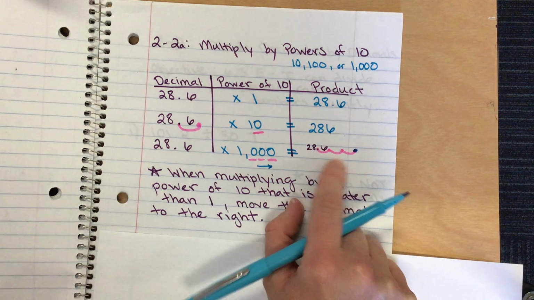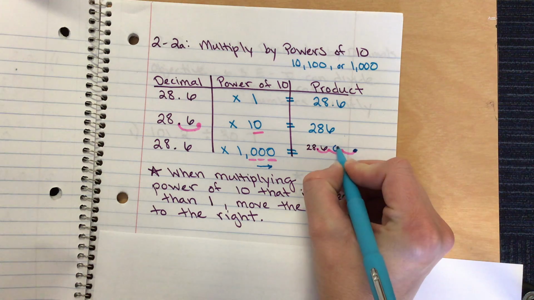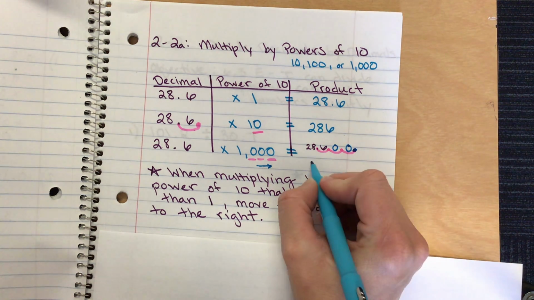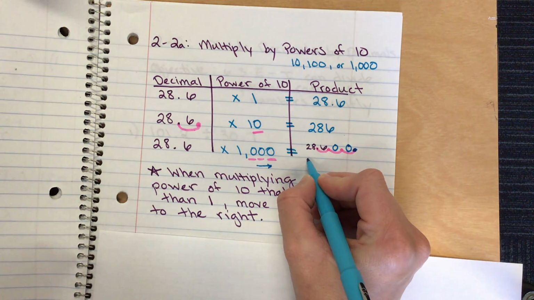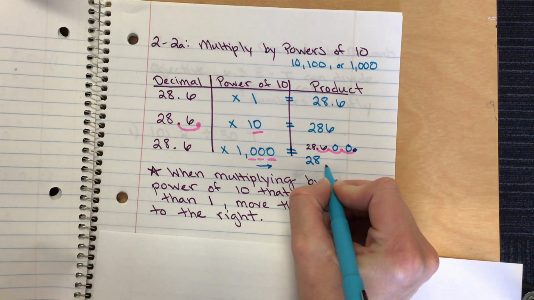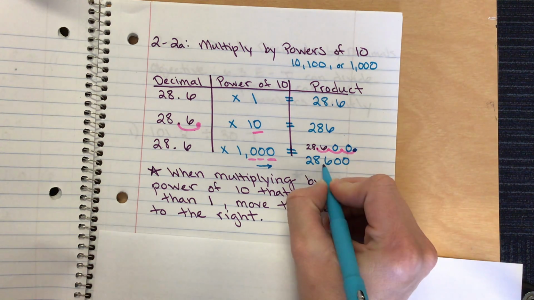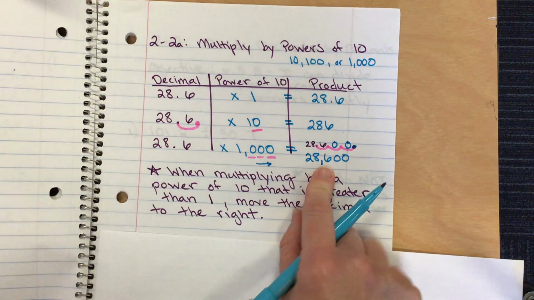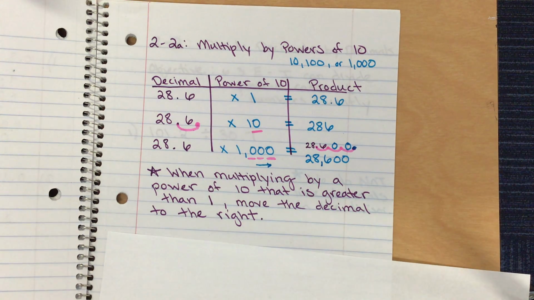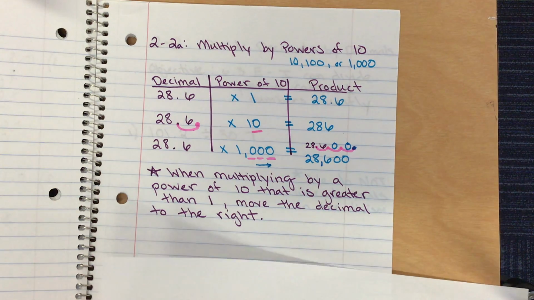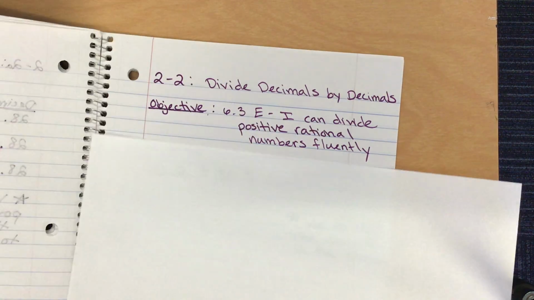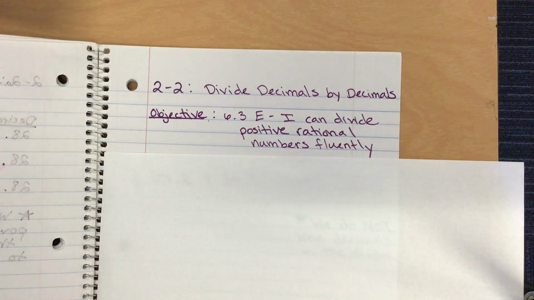Well, what do I fill in these place values? We add zeros. So that becomes 28,600. Okay, now why do we need this? Well, because when we're dividing decimals by decimals, it makes our life a little easier. Okay, so our actual lesson is Chapter 2, Lesson 2, Divide Decimals by Decimals. Our objective is 6.3e. I can divide positive rational numbers fluently.